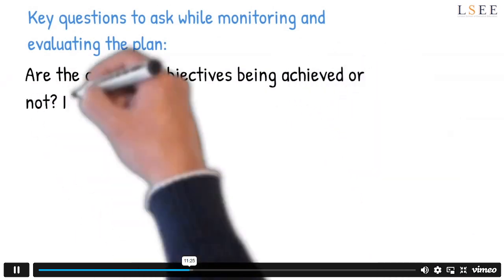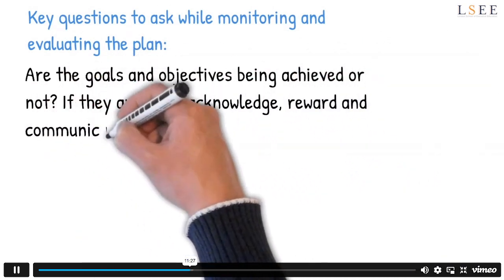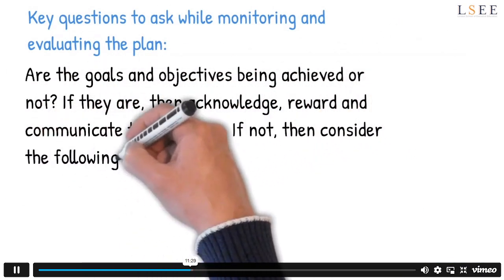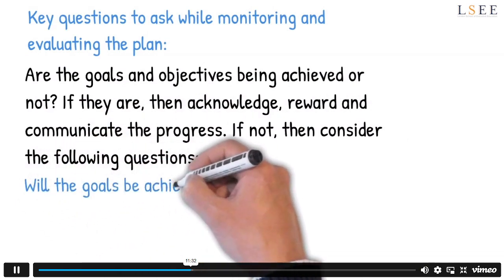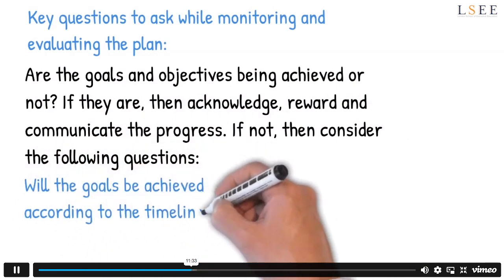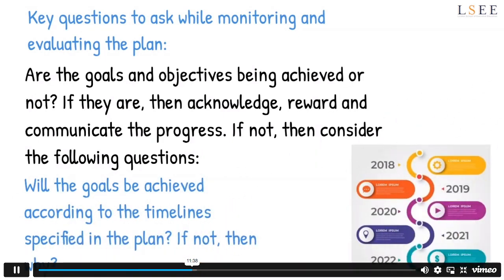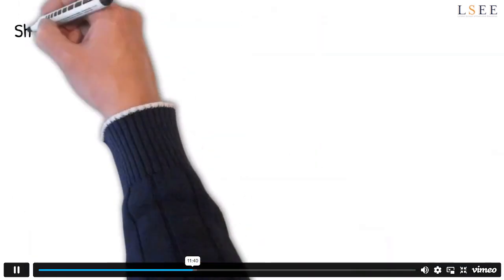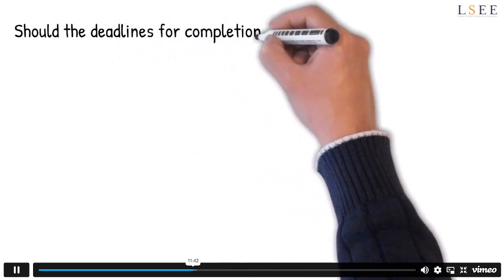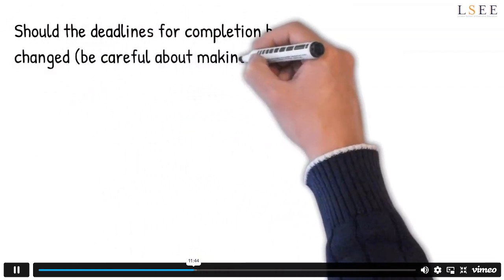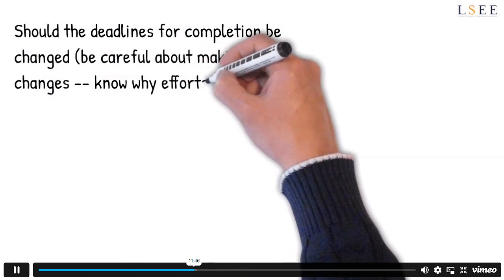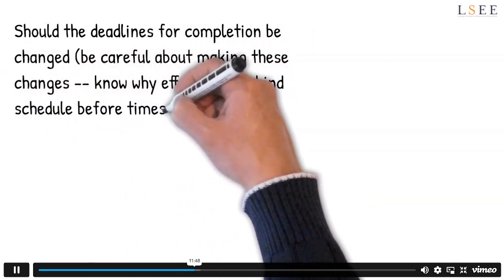If they are, then acknowledge, reward and communicate the progress. If not, then consider the following questions. Will the goals be achieved according to the timelines specified in the plan? If not, then why? Should the deadlines for completion be changed? Be careful about making these changes. Know why efforts are behind schedule before times are changed.